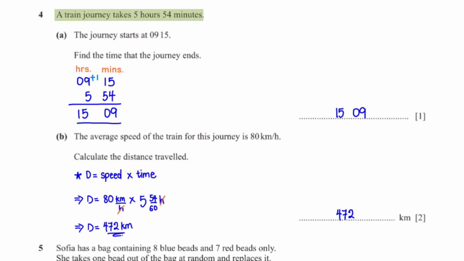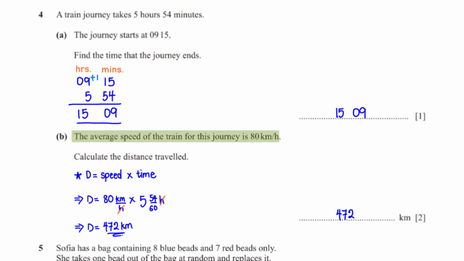A train journey takes 5 hours 54 minutes. The journey starts at 9:15. Find the time that the journey ends. All we need to do is add 5 hours 54 minutes to 9:15. When we add 15 and 54, we get 69 minutes. 60 minutes is 1 hour, so we add 1 hour to the hour column and leave the remaining 9 minutes in the minutes column. In the hour column, 1 plus 9 plus 5 is 15. This means the journey ends at 15:09.